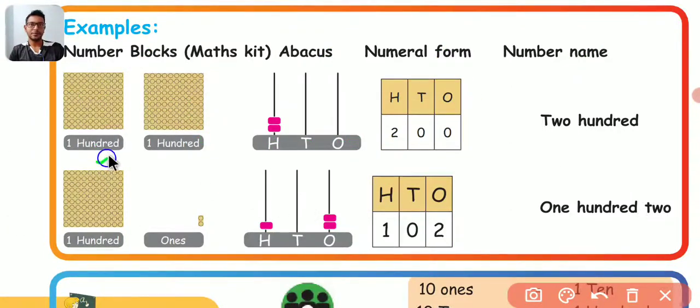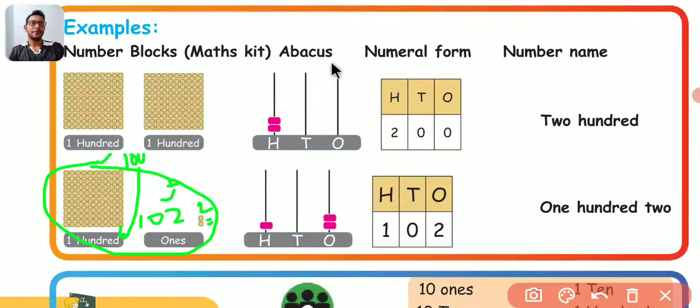This is the number blocks. This is 100. If you count, you will get 100 circles inside. Here we have small circles, that is 100 circles. So how many ones? 1, 2. There are 2 ones. So 100 plus 2, what is the answer? 102. So the number blocks are representing the number 102.